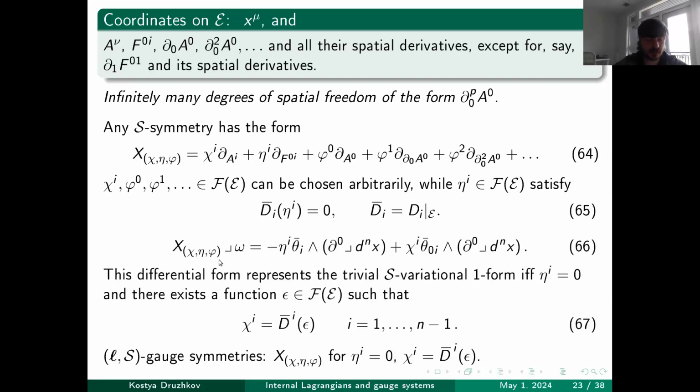So let's consider the corresponding interior product. It gives us the following differential form, and we would like to understand if this differential form represents the trivial variation of a one form. So this differential form represents the trivial variation of a one form if and only if eta I are equal to zero, all of them, and there exists a function such that the I are just the corresponding total derivatives of this function. So we obtain the corresponding description of LS gauge symmetries. LS gauge symmetries are just S symmetries where we have eta I equal to 0, and the I are just the corresponding total derivatives of the same function epsilon.